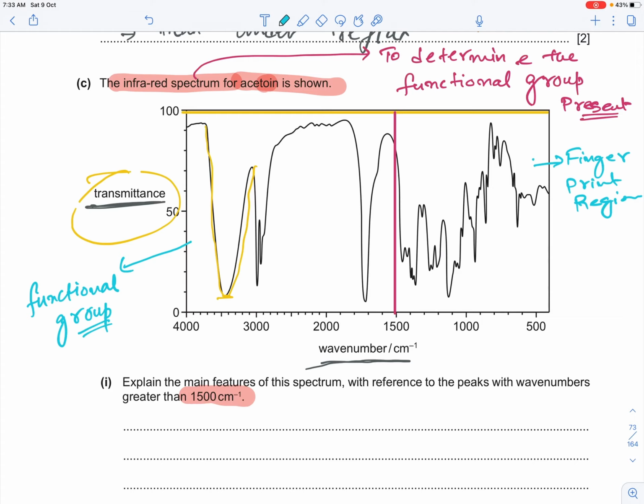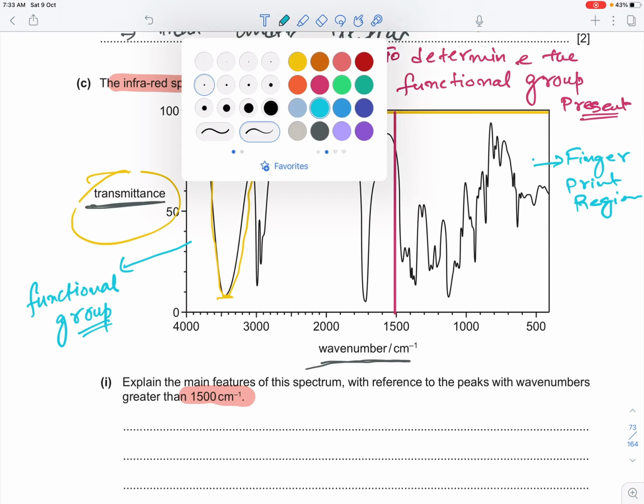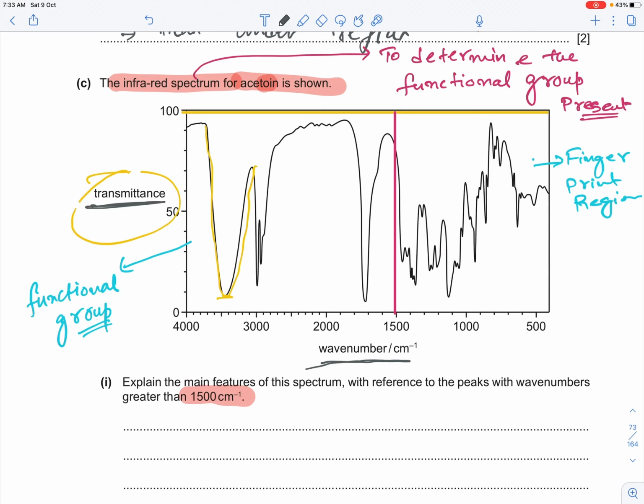Alright, so the fingerprint region is different for every compound, every single compound. For example, if we have 10 alcohols, each alcohol would have a different fingerprint region. It is just like the fingerprints of human beings, which are different for every other human being, right? So the fingerprint region is different for every organic compound. So every alcohol, every alkene, every carboxylic acid would have its own fingerprint region.